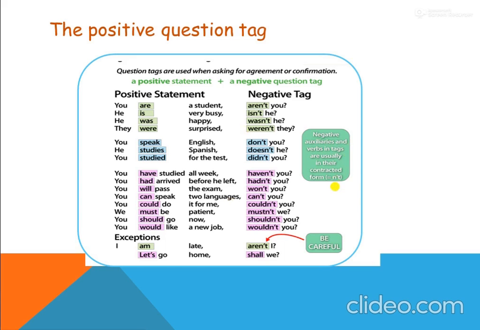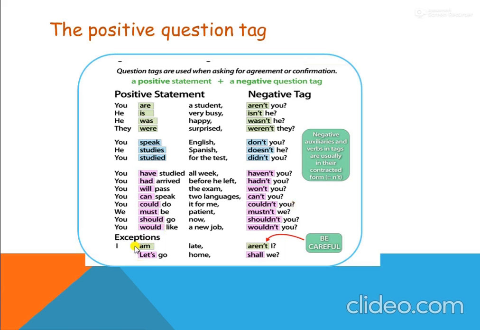Before we go to the negative questions, I just want to remind you with a very important note here that negative auxiliaries and verbs in tags are usually in their contracted form. We don't use the full form of the negative verb. We can't say are not, is not. We have to use the contracted form: isn't, aren't, don't.